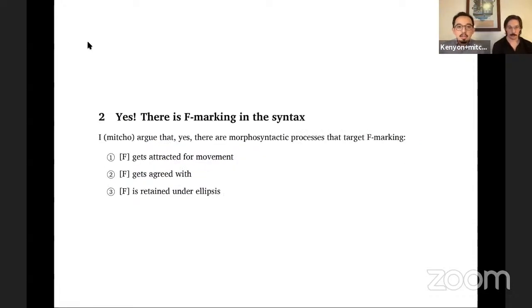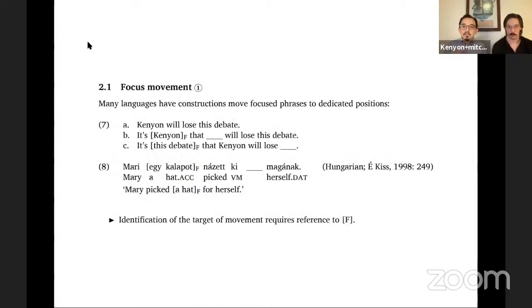So let's get started. The position here is that there is F marking in the syntax. I want to try to convince you and Kenyon of this position, right? In particular, I'm going to highlight three morphosyntactic processes that seem to clearly target F marking. F gets attracted for movement, it gets agreed with, and it gets retained under ellipsis in fragments. So first is focus movement.